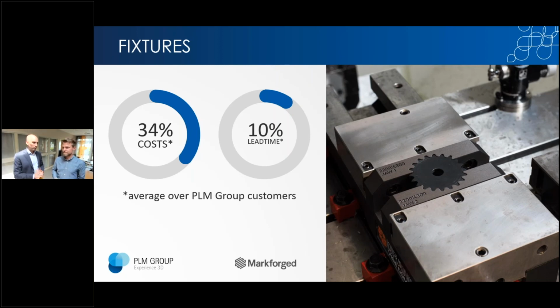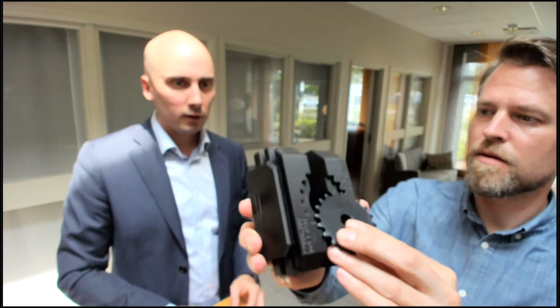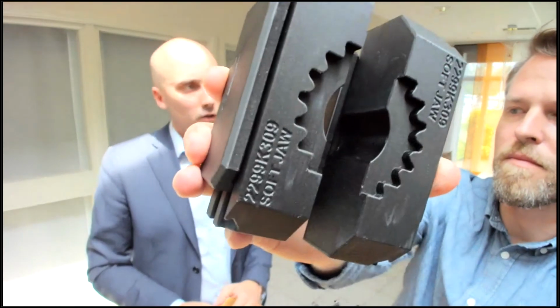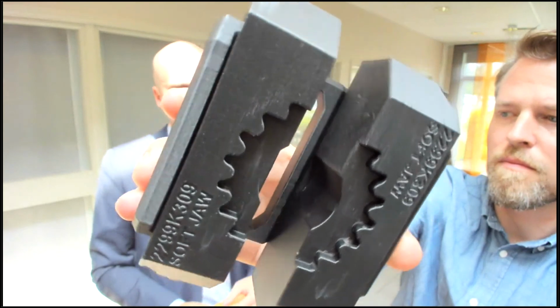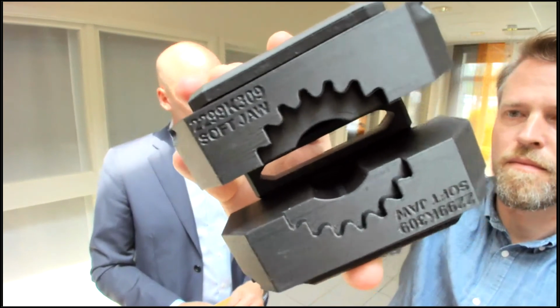I just ran some numbers through our system. This is the average over our 3D printing customers. The fixture you can see here is to replace machined fixtures. To machine a single fixture is time-consuming and expensive. It takes machine time to do. On average, lead time would be reduced by 90% and cost by roughly 70%. Those are the numbers we see all the time. Sometimes it's even better than that.